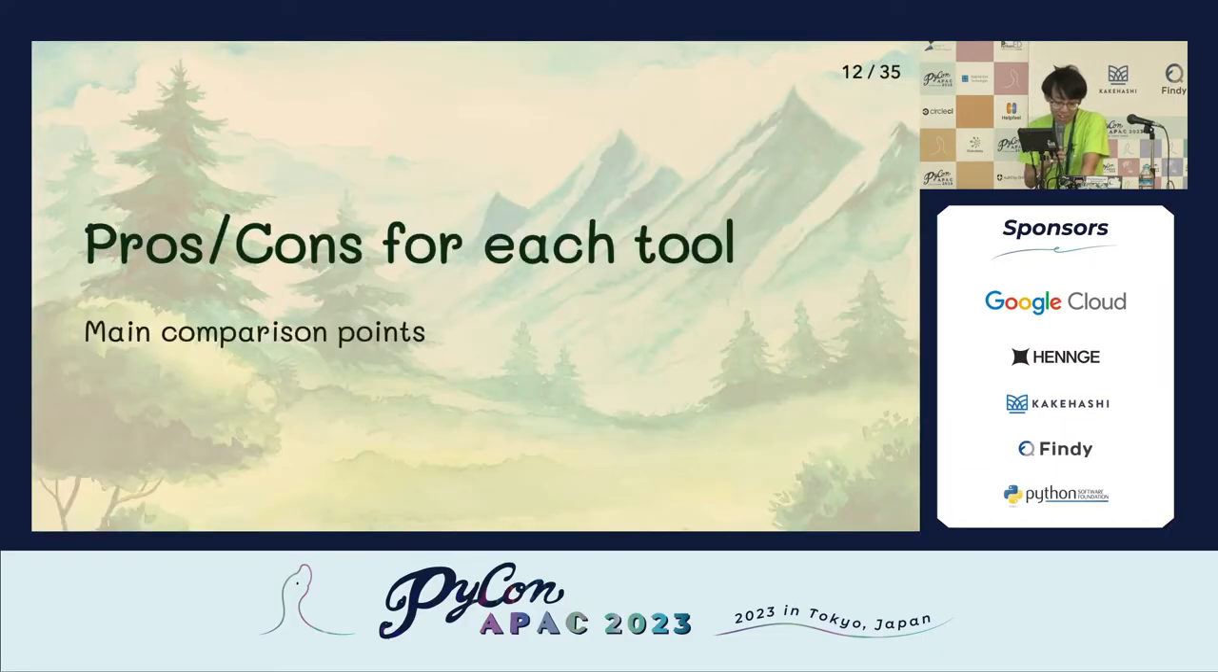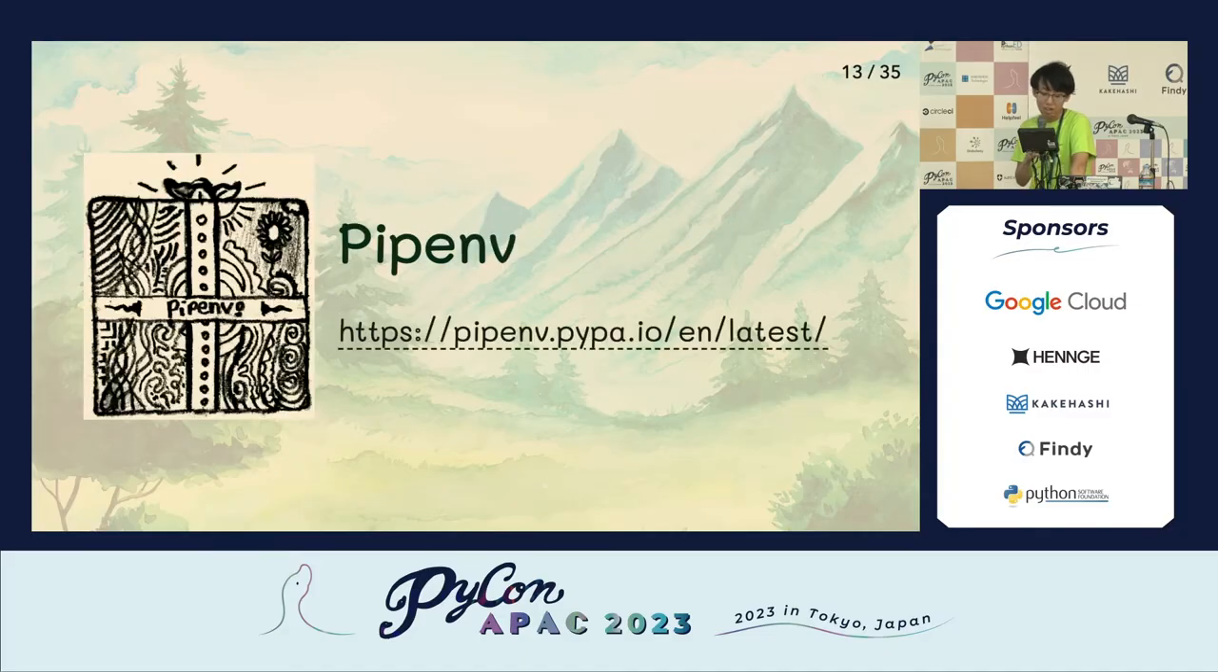Next, now let's start the main comparison section. I will introduce pros and cons for each tool. The first is Pipenv. It was very famous around 2018, and its properties seem to have settled down. It's still maintained. Who doesn't know Pipenv? Anyone? Okay. It was a game changer for Python packaging, but I will not explain the details a lot because I don't recommend it.